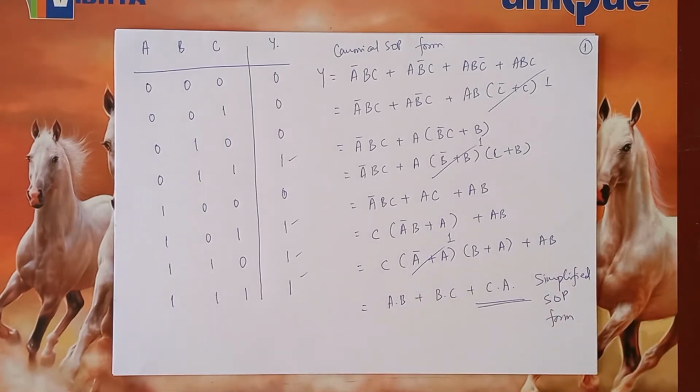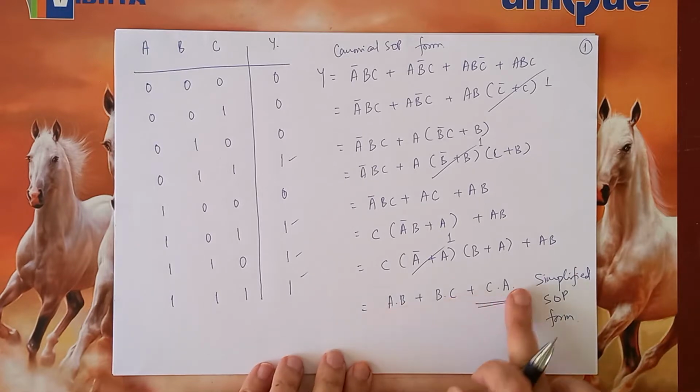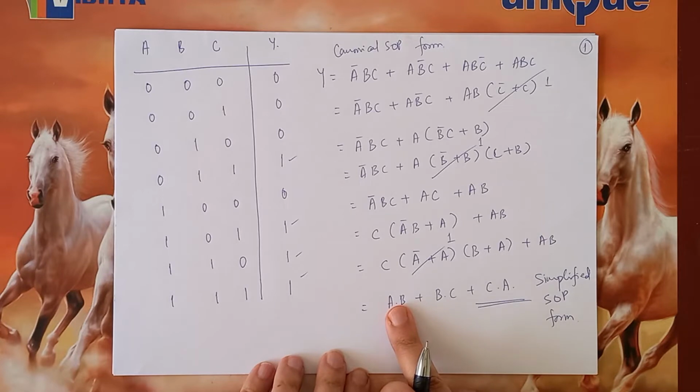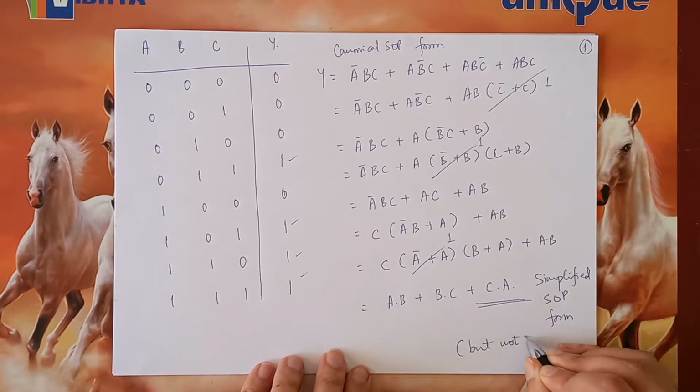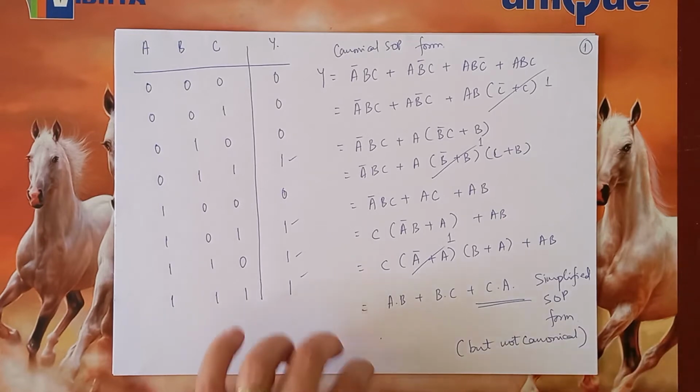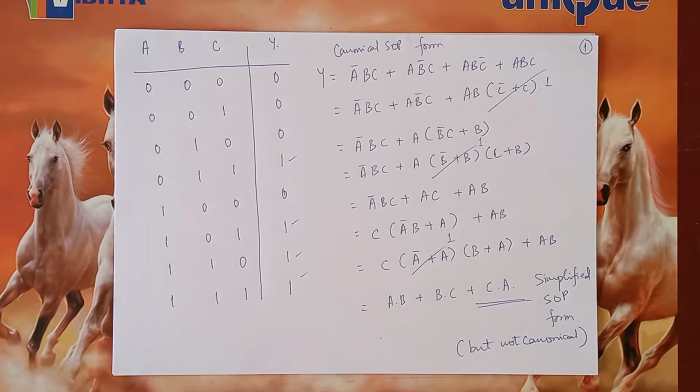This is a simplified SOP form. Why is it SOP? Because it again has 3 product terms all combined using plus. But it is not canonical because each product term is not a function of all the input variables. This is a function of 2 variables. This is a function of 2 variables. This is also a function of 2 variables, not 3 variables. So here we have been able to successfully find a simplified SOP form, but it is not canonical. So this further reiterates our statement that the canonical form need not always be the most simplified form.